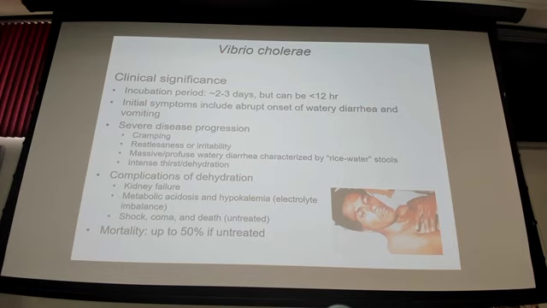Some of these complications with dehydration could potentially lead to fatal outcomes, such as total kidney failure, metabolic acidosis, where your blood is no longer able to be buffered, and hypokalemia, where the potassium levels in the blood start dropping. That causes electrolyte imbalances, which can cause neurological complications, which can lead to coma and death.